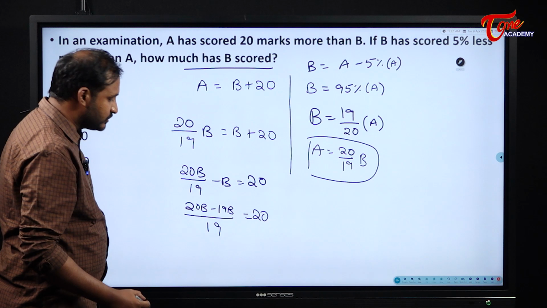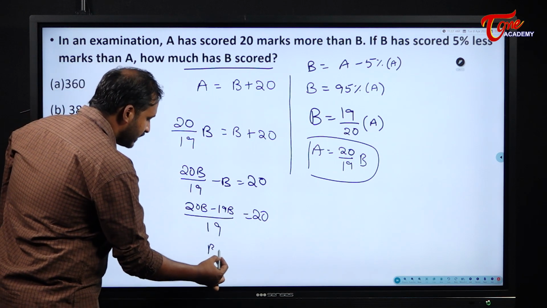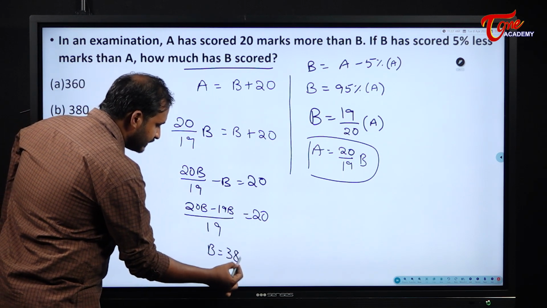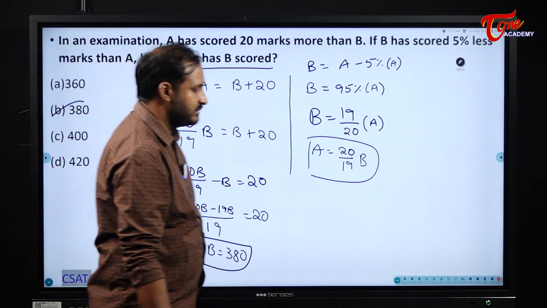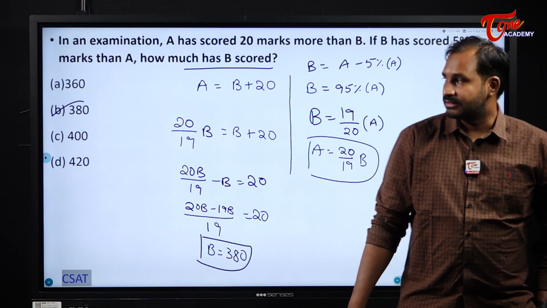So, what happens to these students? B value will become 19 20 is a 380. So, the marks scored by B is here how much? 380 marks. B scored 380 marks here.